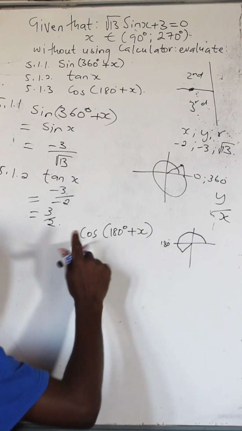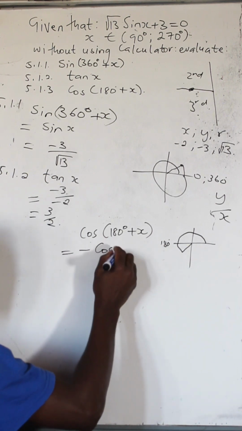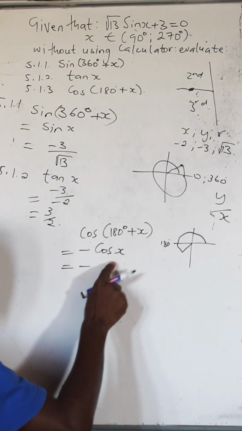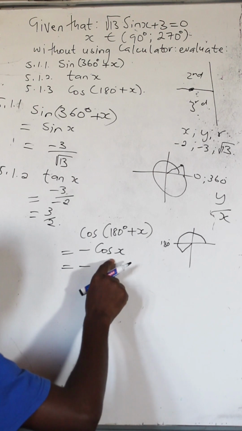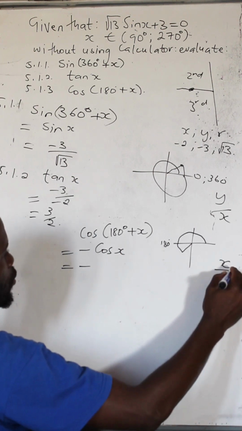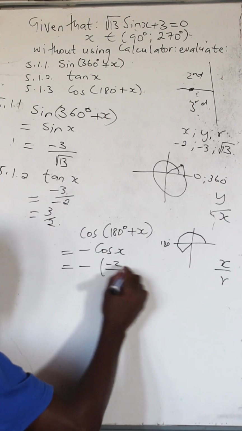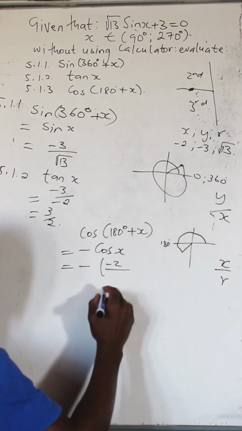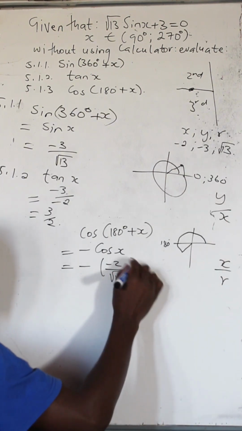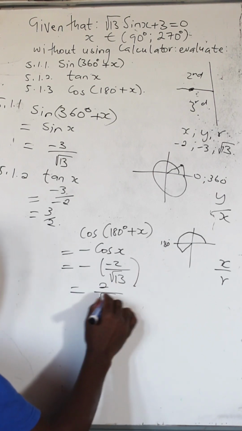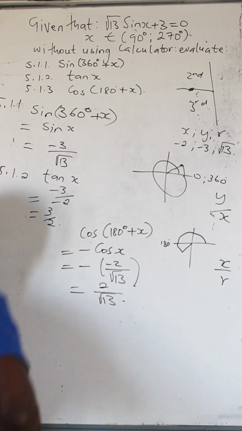Now in this quadrant, cosine is negative, so this becomes minus cosine x. That's why. So this is minus cosine x, which would be x over r. Our x is negative 2. Our r is square root of 13. So then minus times minus is positive, so this is 2 over square root of 13.